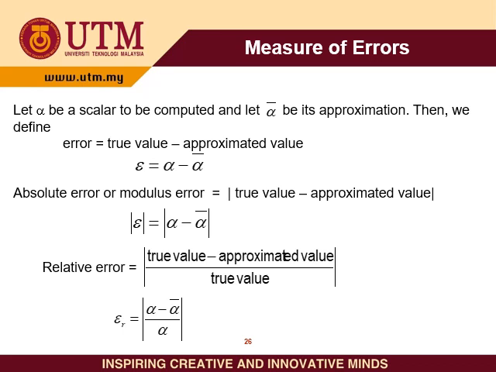Measurement of errors. As you can see in the slides, we have two ways to calculate error in our calculations. Either you calculate the absolute error, or modulus error, here, or you can calculate relative error. The difference between these two is that for the relative error we divide again by the true value. So if you just do this, we can find our absolute error, and if we divide this again by the true value, you will get your relative error.